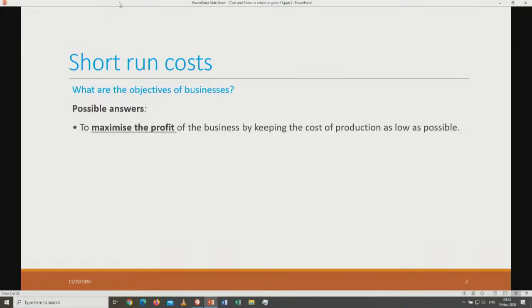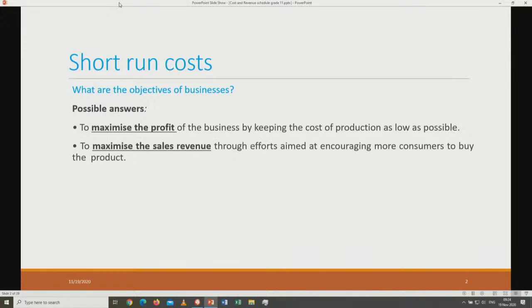And for the business to maximize profit, the business must make sure that it keeps its production cost at a very low level. So that's one objective of the business. The second objective of the business exists because it aims at maximizing the sales revenue.